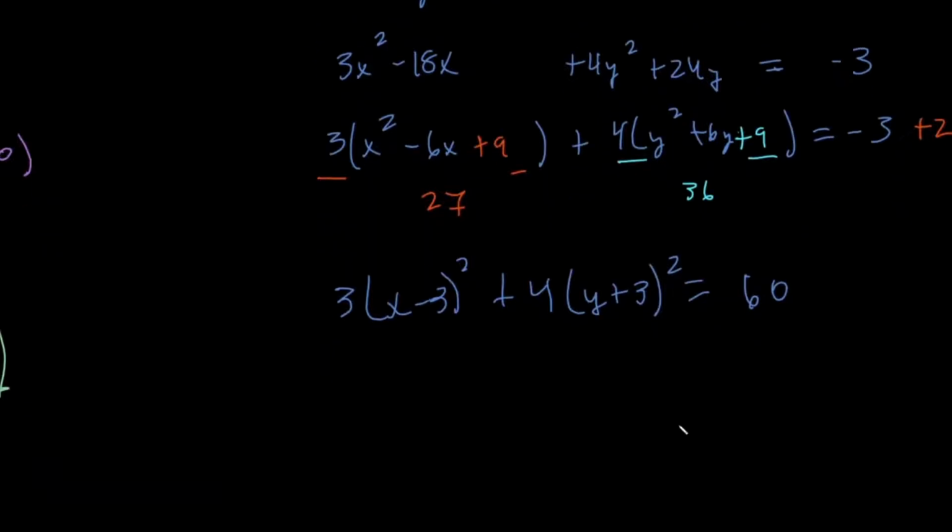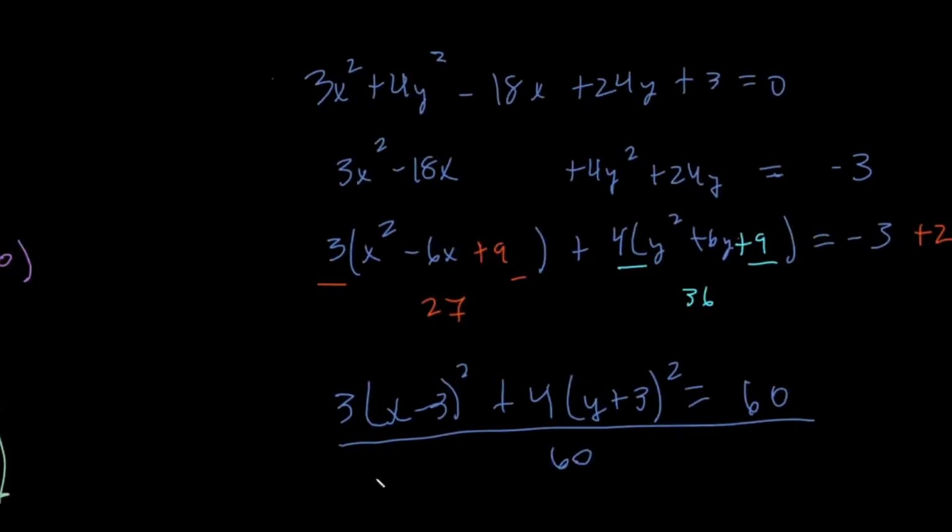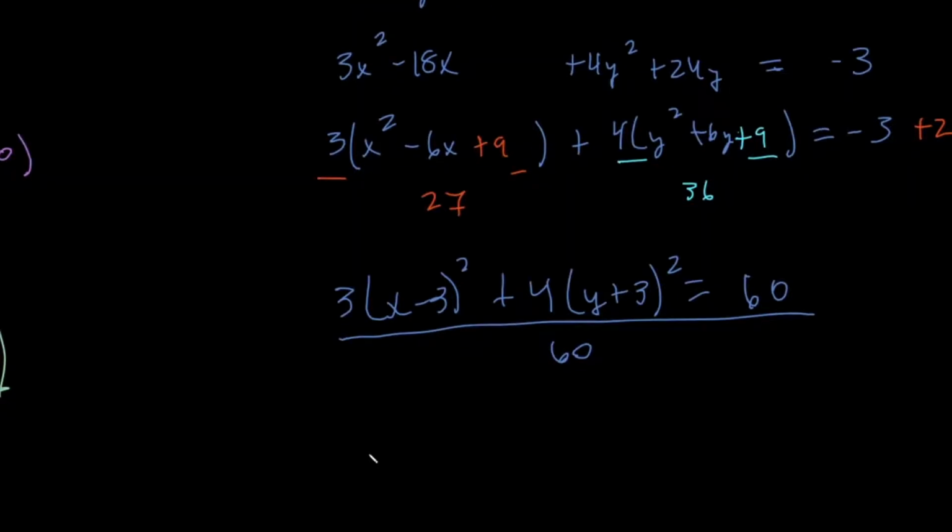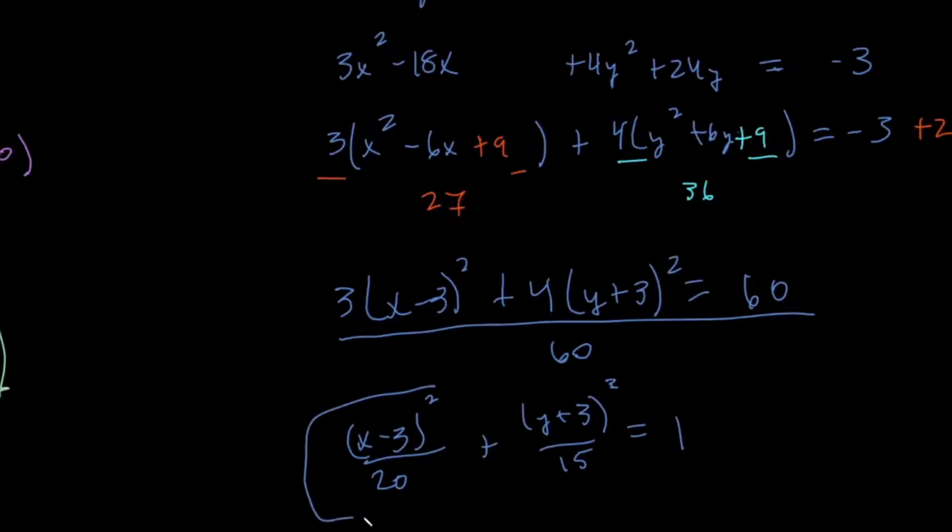Divide everything by 60. So you get 3/60ths. Shouldn't 5 be y minus 2 and x plus 3? I'll take a look here in a second. It probably is. So mistakes are made. So x minus 3 squared over 20 plus y plus 3 squared over 15 equals 1. Is this good, Isabella? Do you have a question about that?